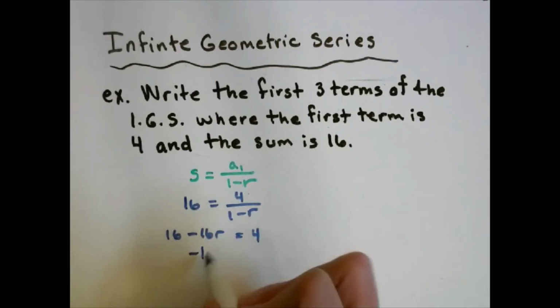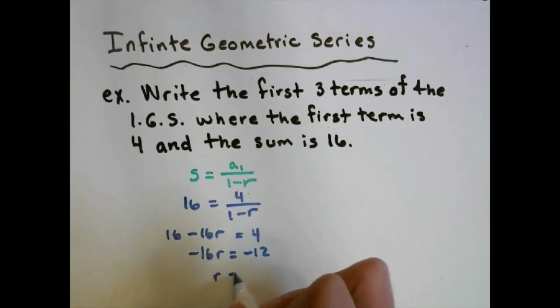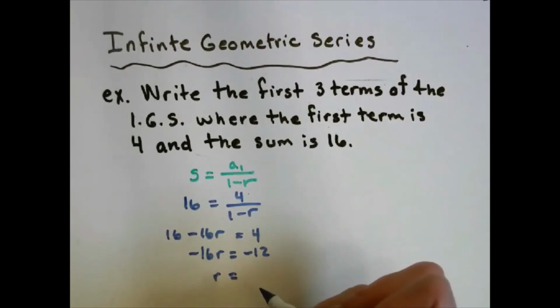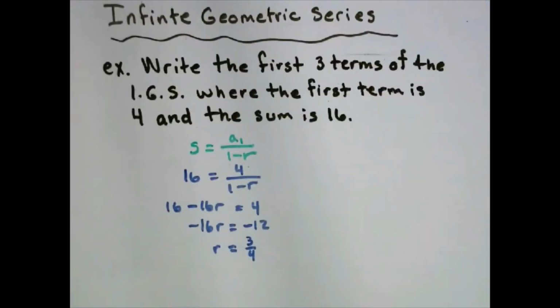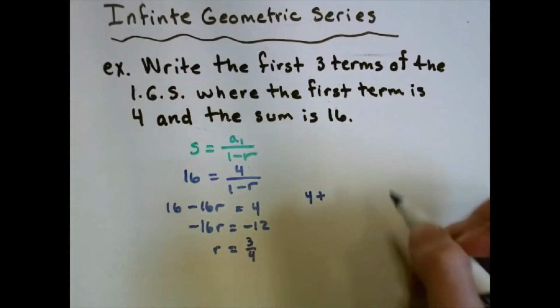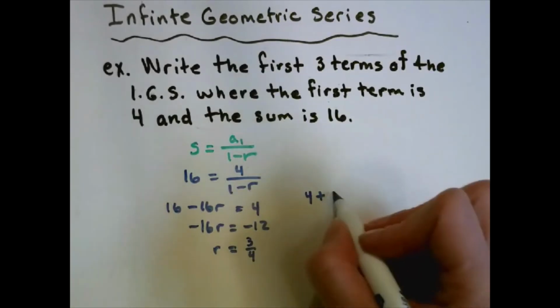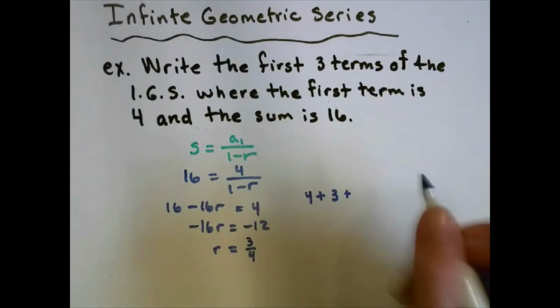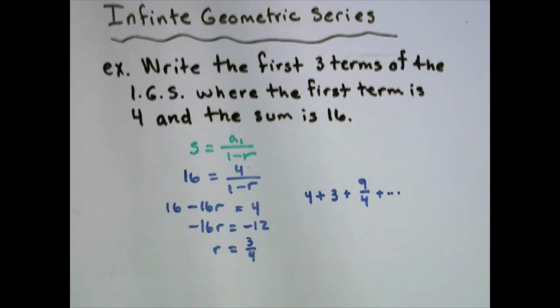If I subtract 16, we get a negative 12. So r is going to be 12 divided by 16, which would be 3/4. So once I have that, I can write the series. So my first term would be 4. The next term is going to be 4 times 3/4, which would be 3, times another 3/4 is going to be 9/4. And those would be the first 3 terms of that series.